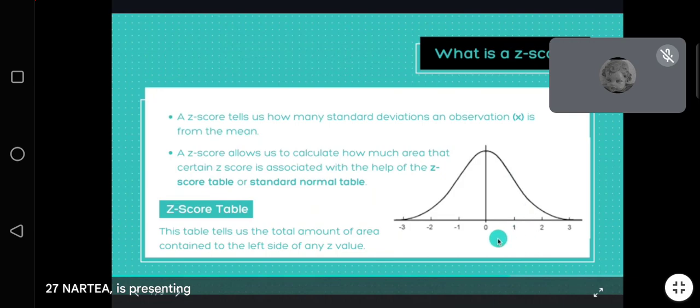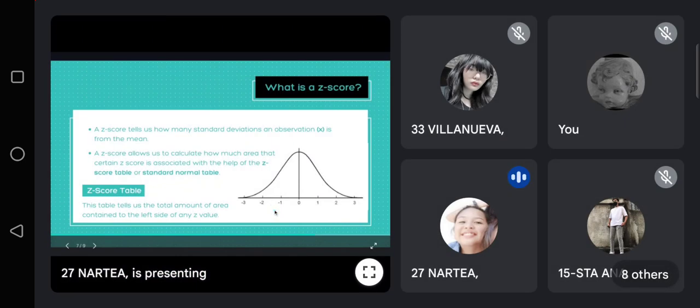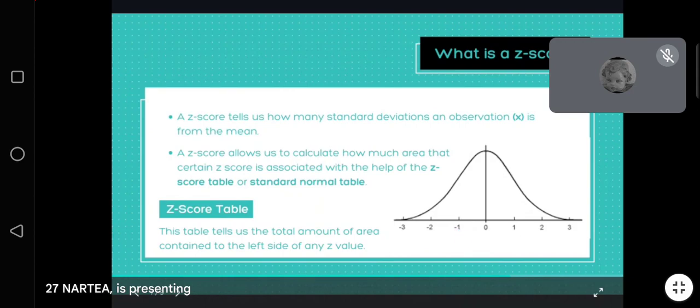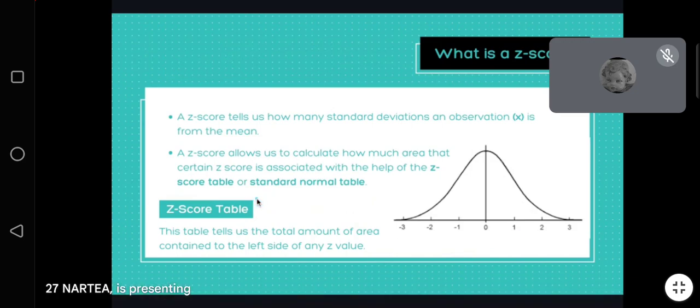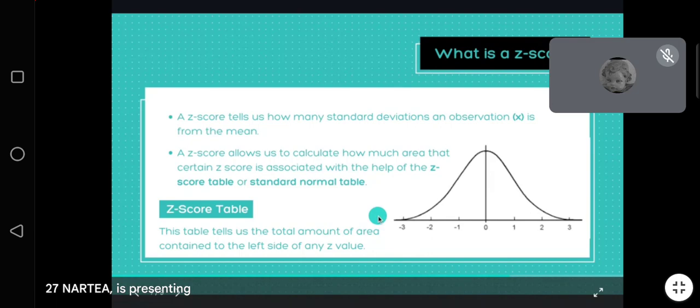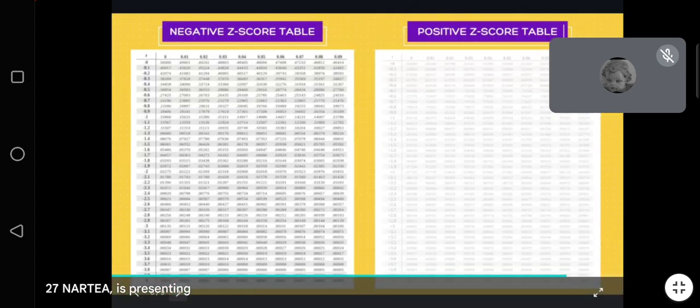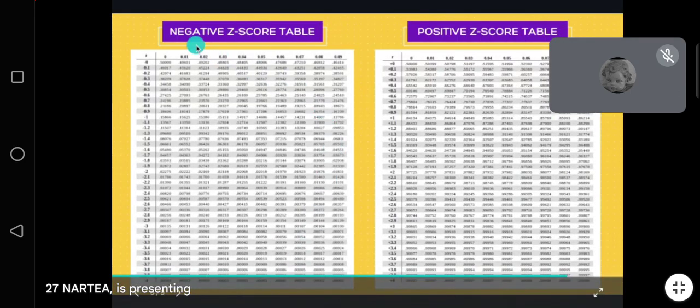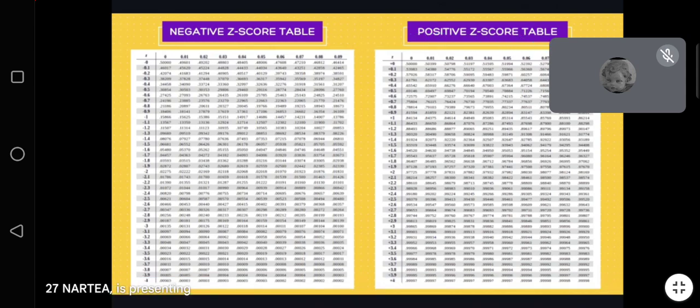So if we say the z-score is -2, we are 2 standard deviations away from the mean. If it is -1, it is 1 standard deviation away from the mean. The z-score table here, the one Sir Romel gave us, tells us the total amount of area contained to the left side of any z-value. So for example, this is the z-score table. We have the negative z-score table and the positive z-score table.